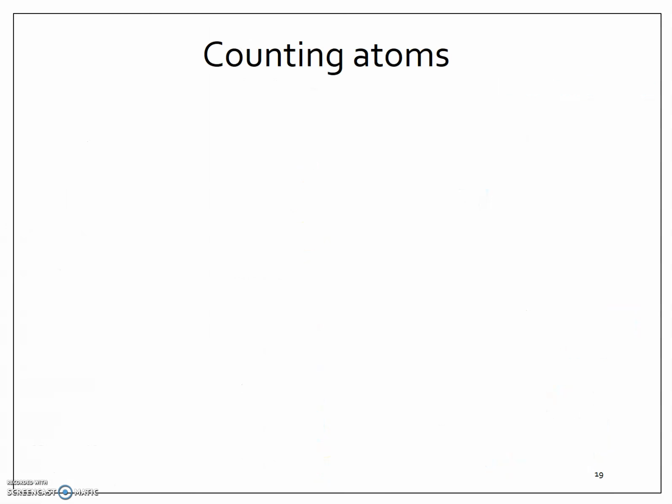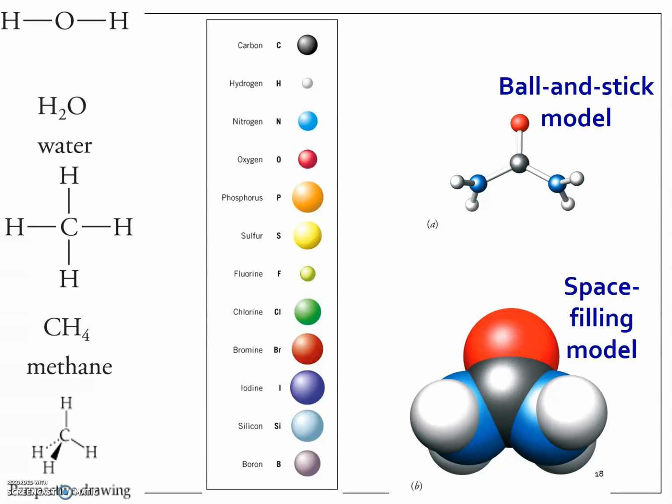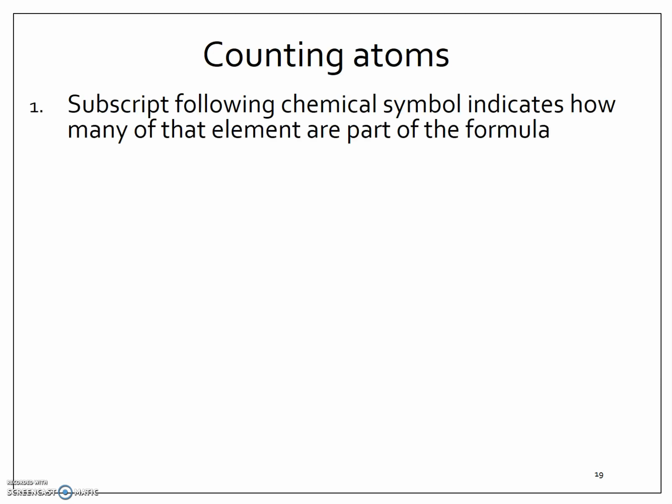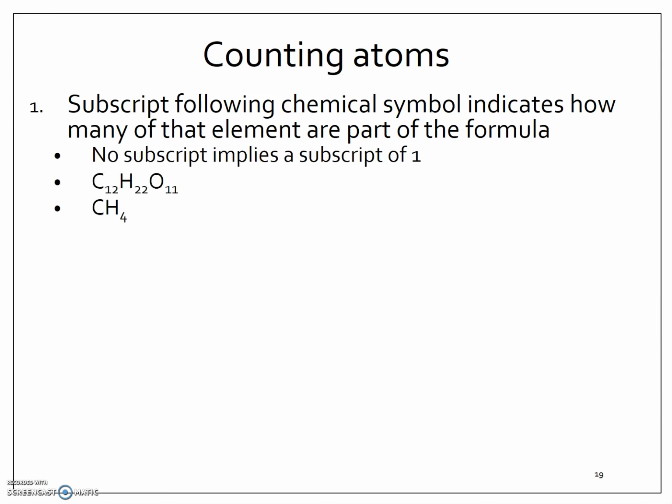So, counting atoms. We can draw and we can write, but what does it tell us? We can learn more about the chemical compounds by looking at the subscript that follows the chemical symbol. In the case of methane, which is CH4, there is not a number after carbon. However, there is an understood 1, so that implies there's 1 carbon to 4 hydrogens.